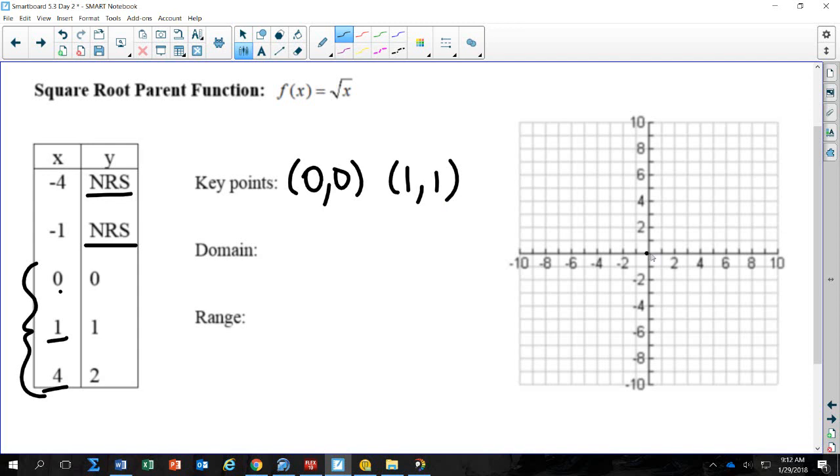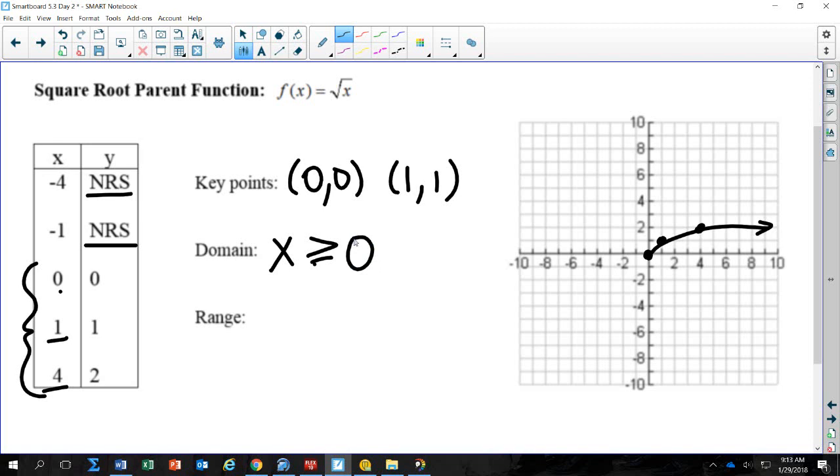All right, so I've got (0, 0), (1, 1), (4, 2). This is what my parent function looks like for square root. My domain is going to be that my x values have to be greater than or equal to 0. Again, can you take a square root of a negative number? No, right? So my x values either have to be 0 or bigger, because if I take a square root of a negative number, it would be no real solution.